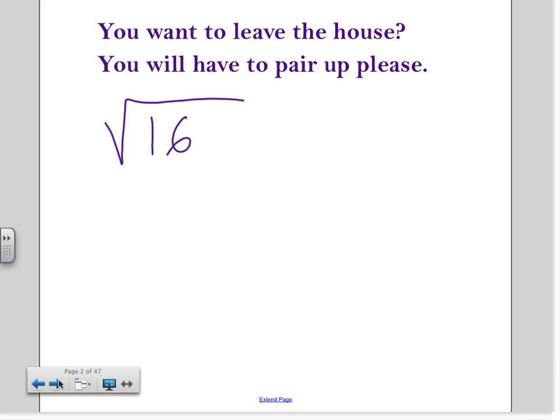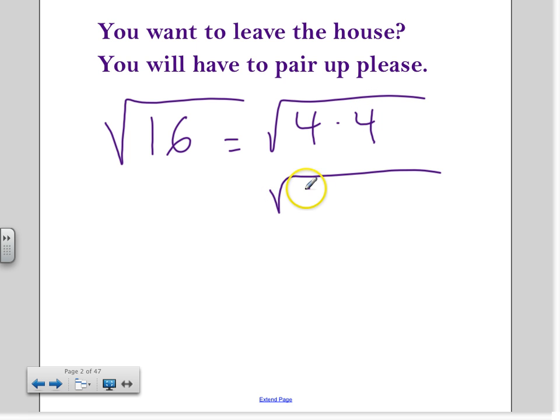Let's break down 16. Can someone help me break down 16? 4 times 4. Okay, 4 times 4. Can we still break it down? 2 times 2 times 2. Okay, so that means 2 times 2, that's what I got for 4, and another 2 times 2, right?